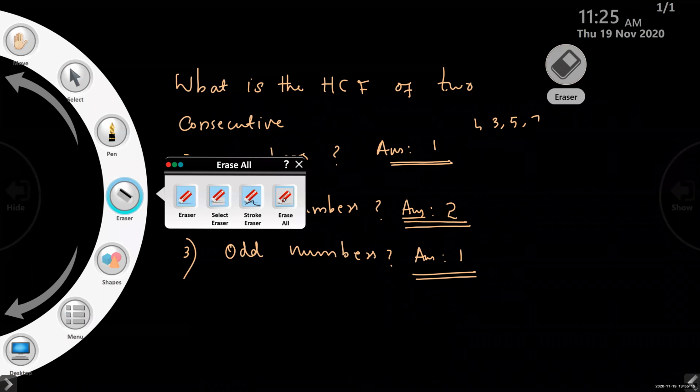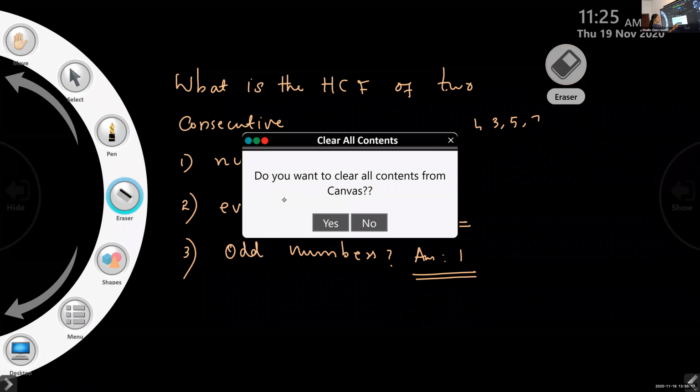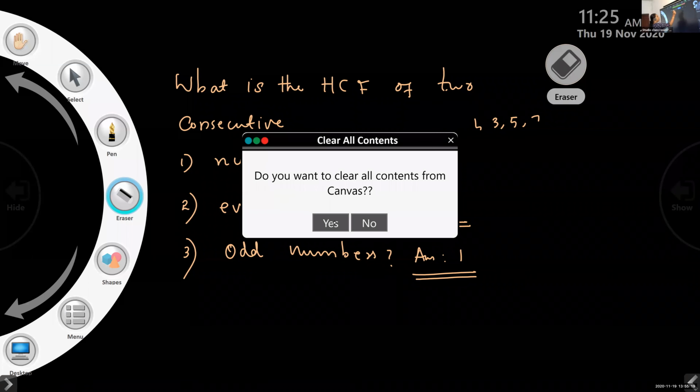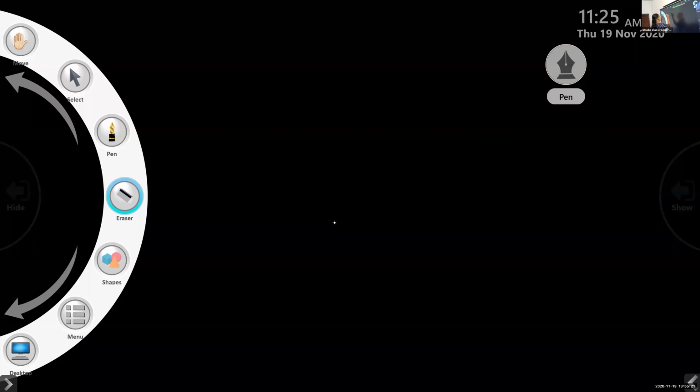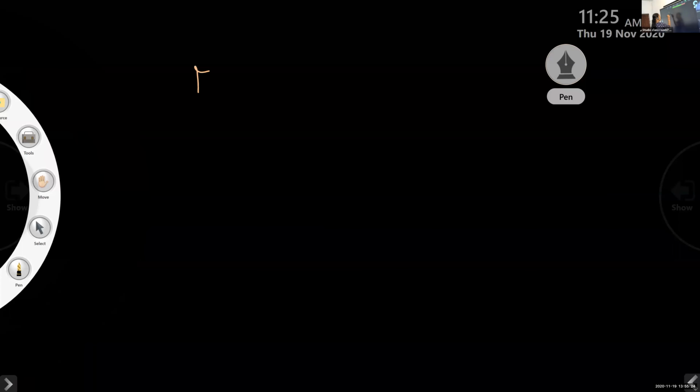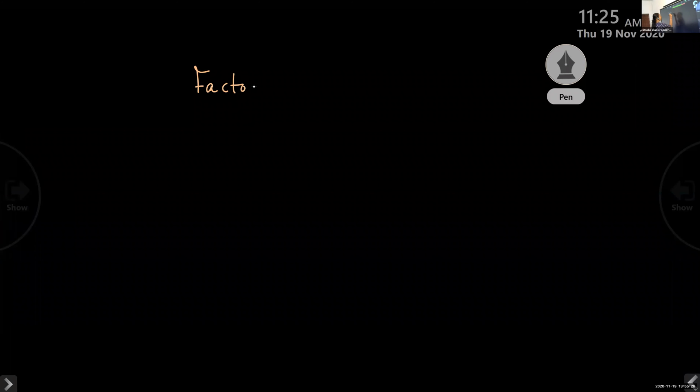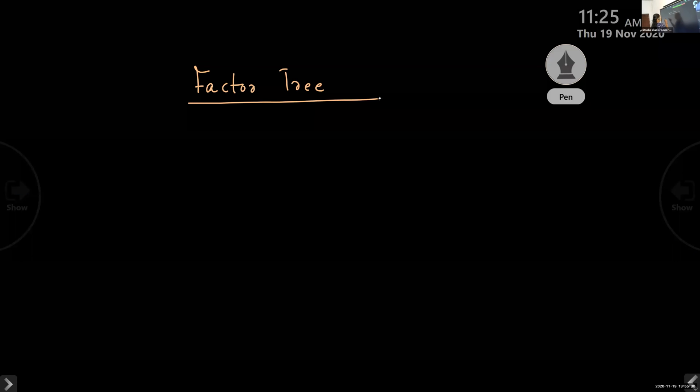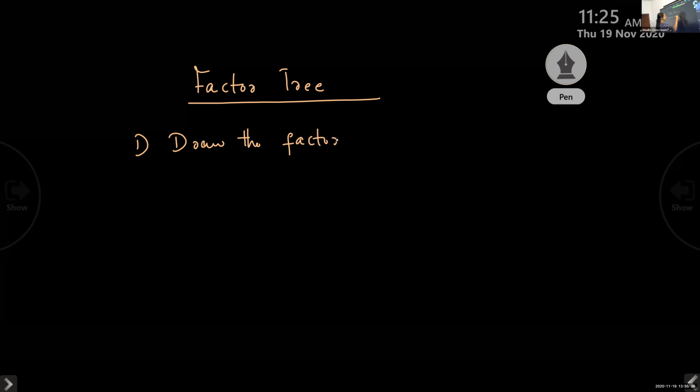New chapter or no? No, this chapter itself. Okay, children. So it is factor tree. Next, our topic is factor tree. And our first question is, draw the factor tree of 10. One simple question I'll give, of 10.